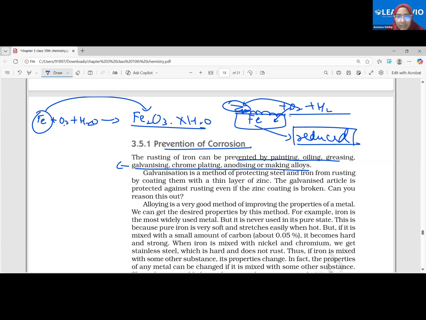Okay. Chrome plating, same thing. Instead of this, we are actually using some other metals here. Nickel, chromium, all of that. So we are basically using metals which could prevent the oxidation of iron. The next one, anodizing, we will discuss in detail, or making alloys. Again, why can we use alloys? We'll discuss this in detail.